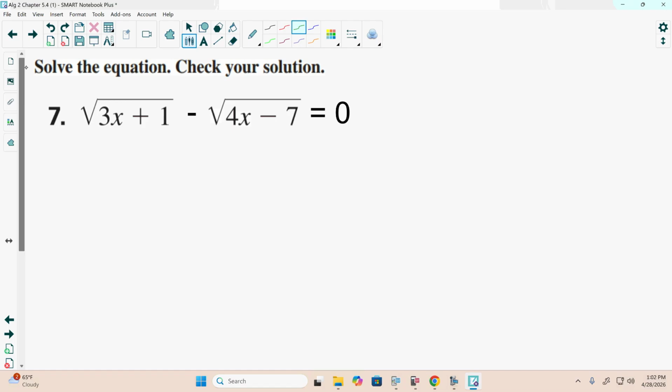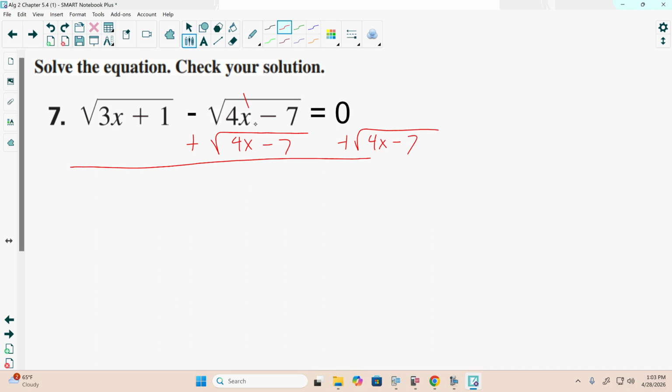Because our first main step is, is there one radical? Yes. If so, even them out. So what would I need to do? Add the square root of 4x minus 7 to both sides.